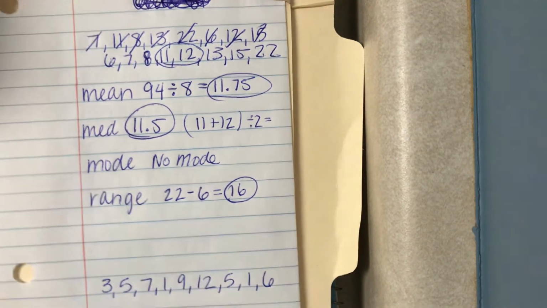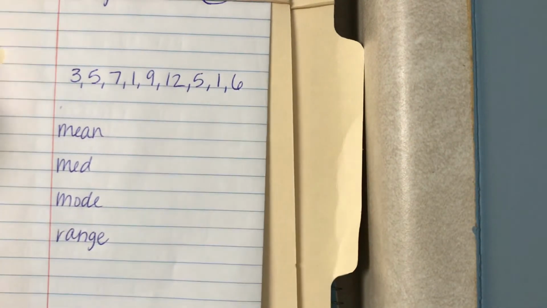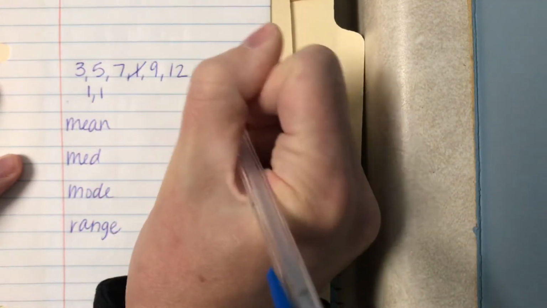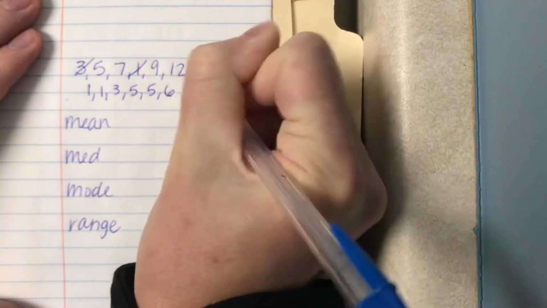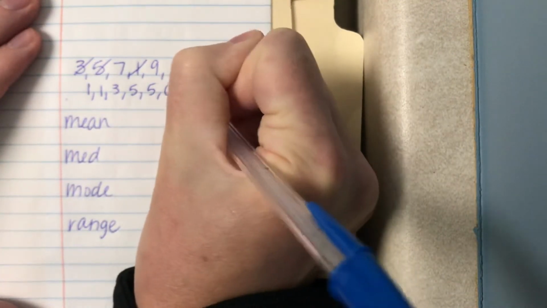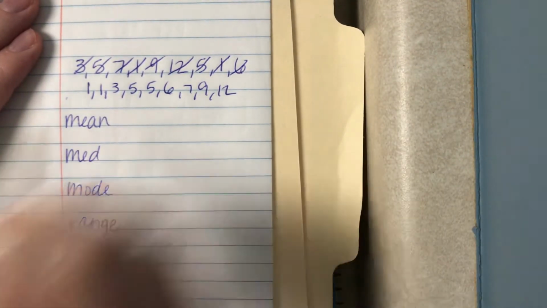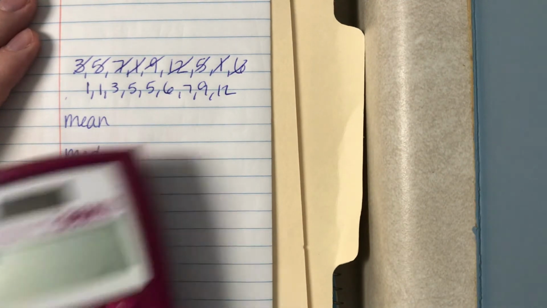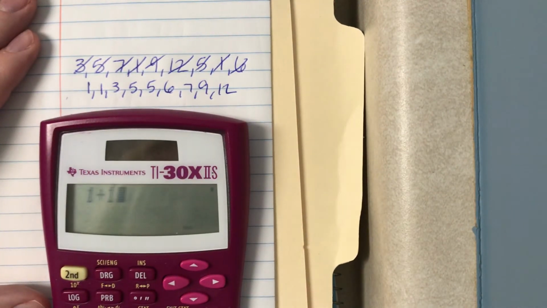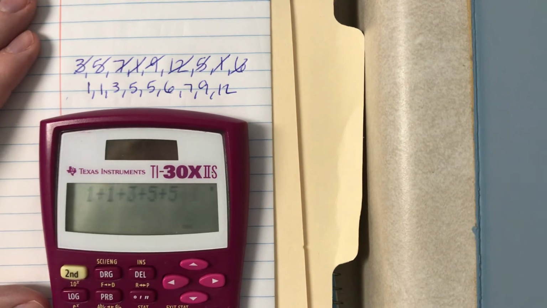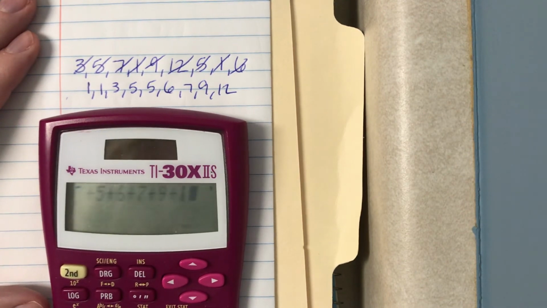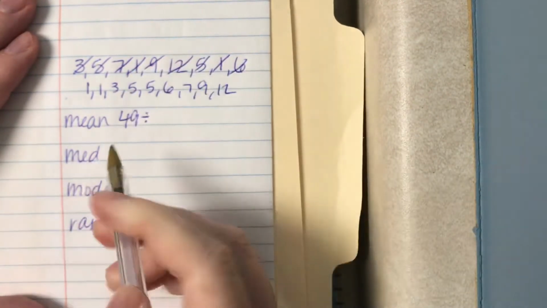Okay, we have one more example to look at. So again, very first thing, I'm going to reorder from smallest to biggest. Okay. So I have my numbers reordered, so mean, I need to add them up and divide by how many numbers there are. So I got 49, and I have to divide by how many numbers are in my data set.